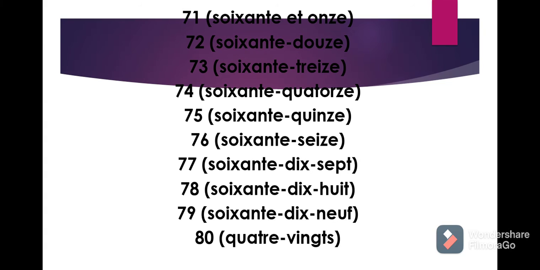Now 71 will not be formed from 70. Instead, we form 71, 72, 73 up to 79. These numbers are formed from 60. So how do we form 71 from 60? So 60 plus 11 gives me 71. So soixante et onze. 72, 73, 74, 75, 76. So 77: 60 plus 17.